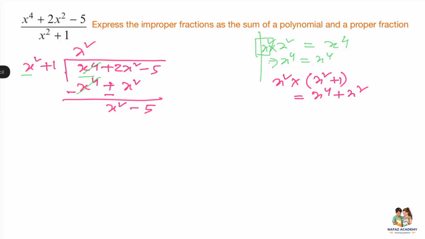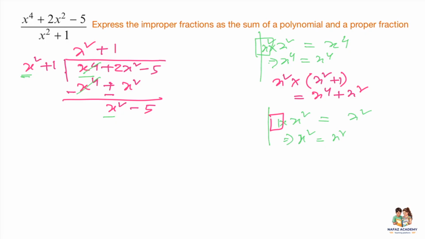Now our target is x square and x square, right? Left side is x square, right side is x square. Divisor x square, dividend x square, they are already equal or the same, so only multiply by 1. Yes, then now 1 is our quotient.